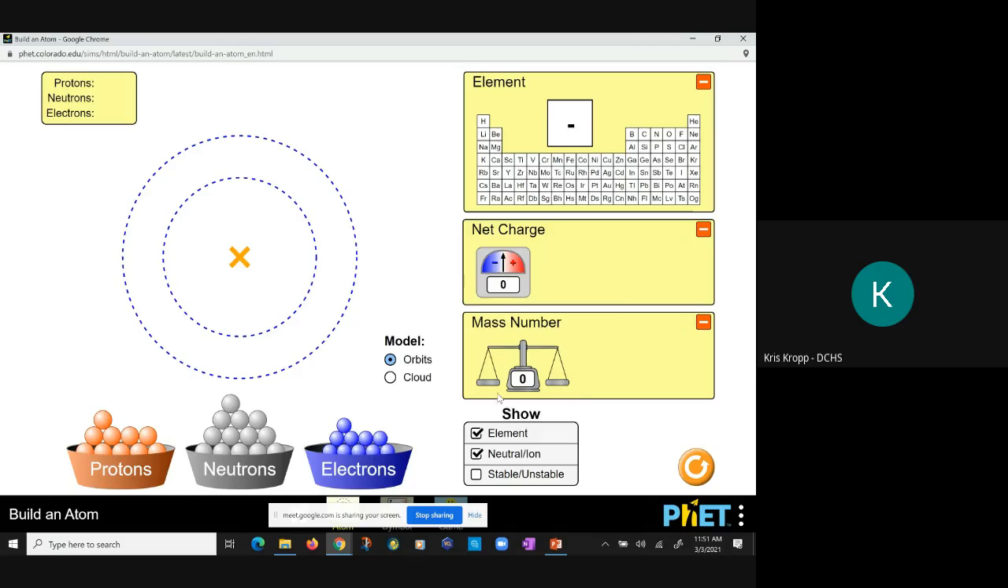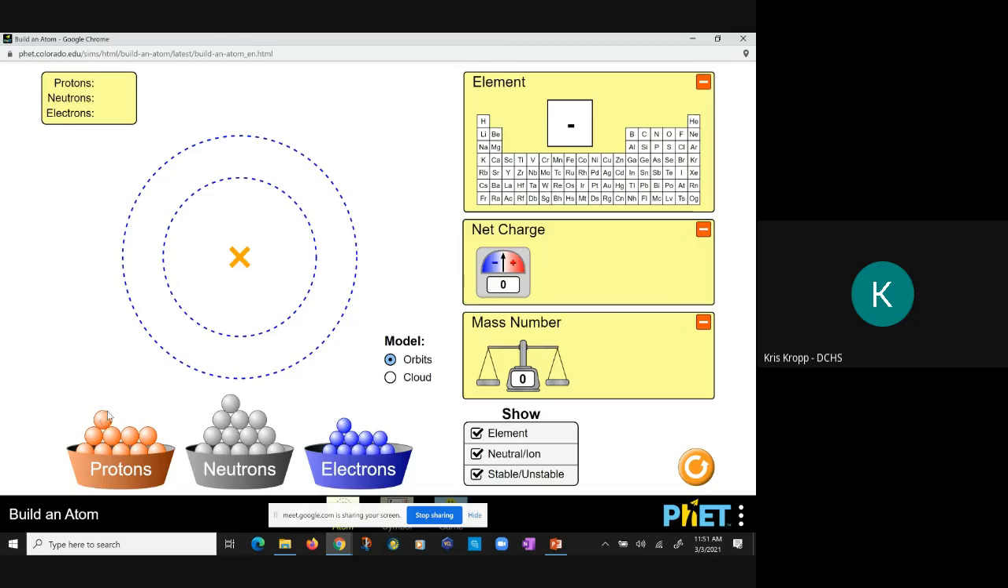And then, of course, the little scale down here, the little balance, is going to help us keep track of the mass number. I'm going to also click this other box here that says stable and unstable, and we're going to talk about it just a very, very little bit. I'm not going to focus on nuclear stability, but that's what this deals with. So let's go ahead and start by putting a proton into the atom.